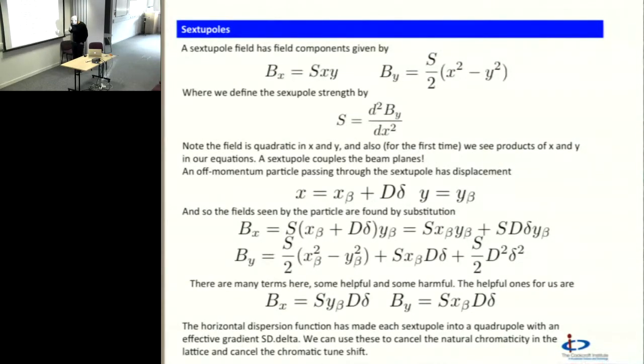So what's a quadrupole? It's a Bx that depends on y, or it's a By that depends on x. It's a linearly increasing field. So this By does increase linearly in x, but it's got a gradient, S times delta times D. See the point? So we've created a quadrupole magnet with a sextupole. It's got a linearly rising field, and the gradient of that linearly rising field is the product of the sextupole strength, the horizontal dispersion, and the momentum deviation. That's just what we need. So we actually can use this to cancel the natural chromaticity of the lattice.